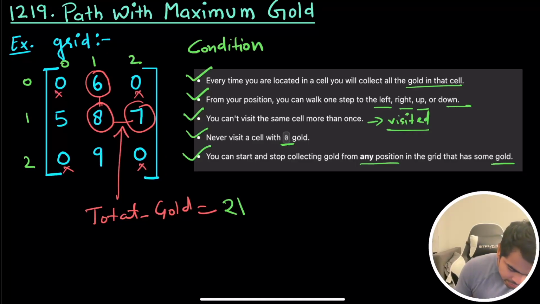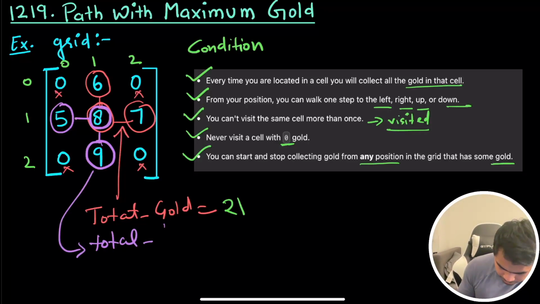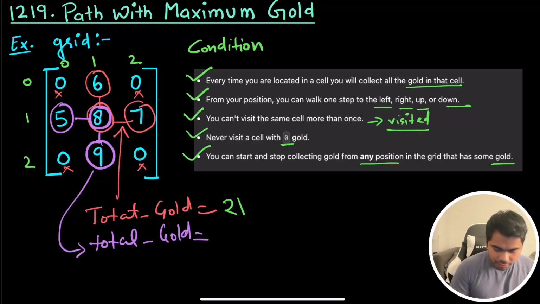But what about if I start at 5? If I start at 5, then I visit 8, and from here I can go visit this 9. Then I am done visiting this one path. Then total gold here would be 8 plus 5, 13. 13 plus 9 would be 22.